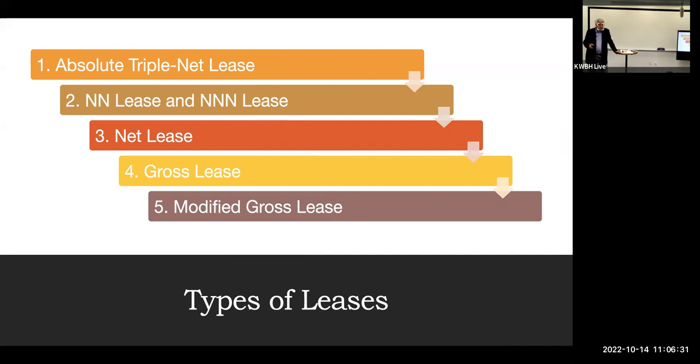A modified gross lease is what I just said a gross lease was, except there's a base year. The first year of the lease is called the base year, and each year after that, the tenant pays any increases in operating expenses from the base year. That's a modified gross lease. We're going to stay in the realm of the first three in our talk today.